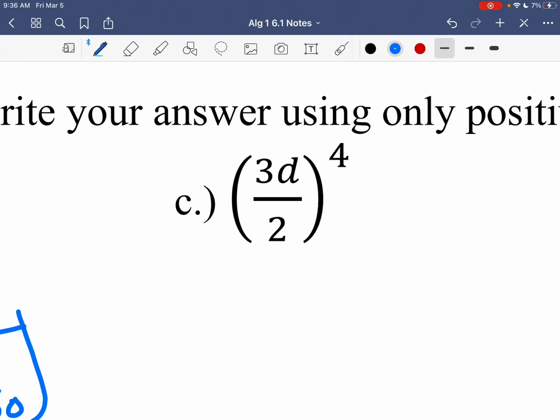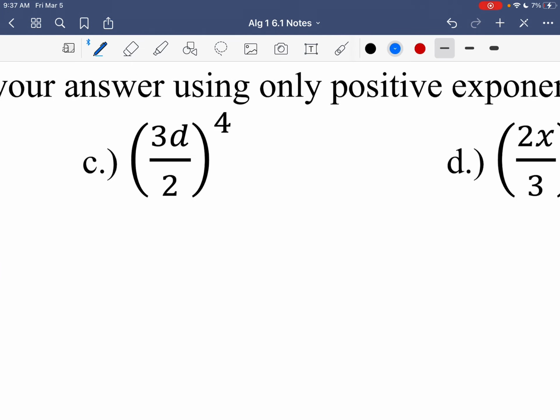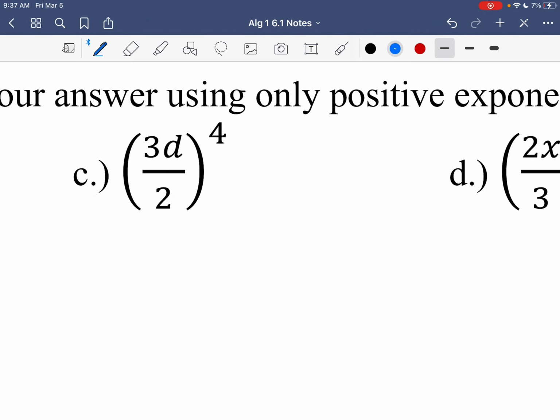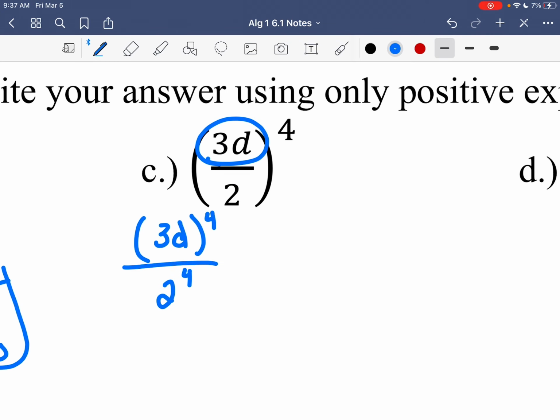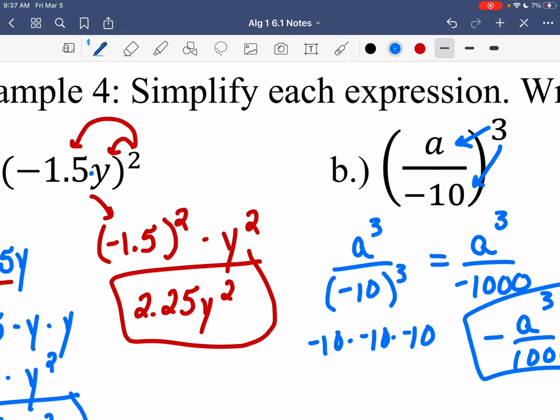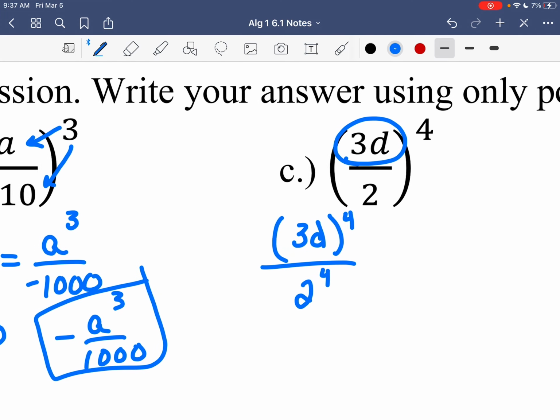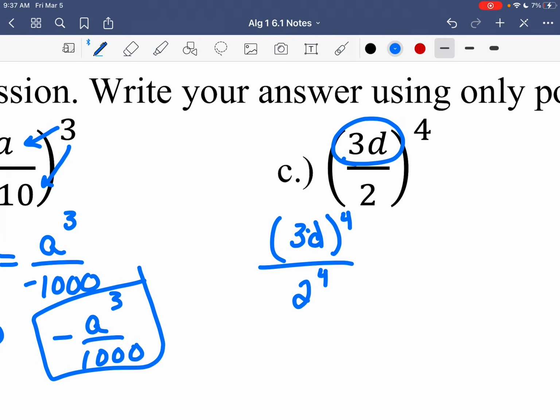We have a 3d to the fourth, but we also have this 2 to the fourth. So we actually have two separate rules we're going to have to use here. So this fourth goes to the numerator, so we'd have 3d to the fourth. It also goes to the denominator, 2 to the fourth. But now this is like this first problem where there's a multiply in between here, 3 times d. So that's going to be 3 to the fourth times d to the fourth divided by 2 to the fourth.